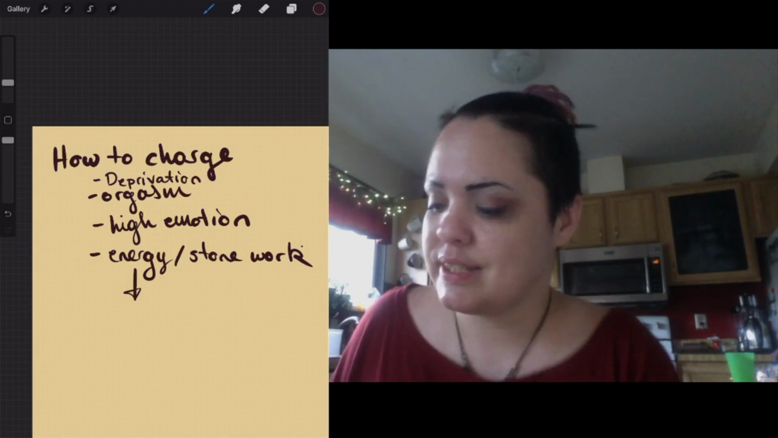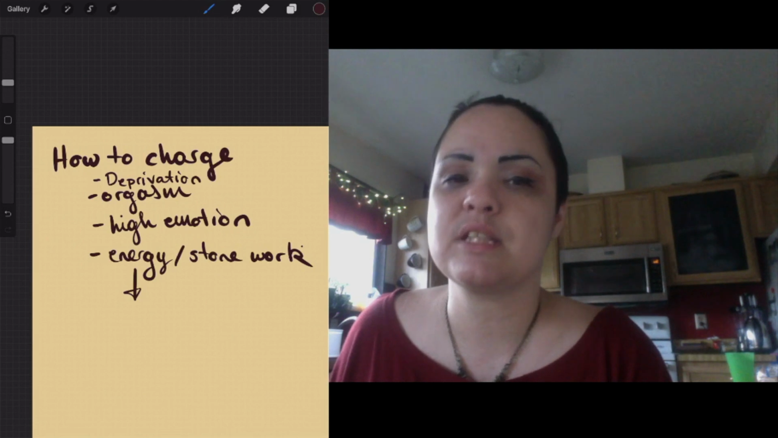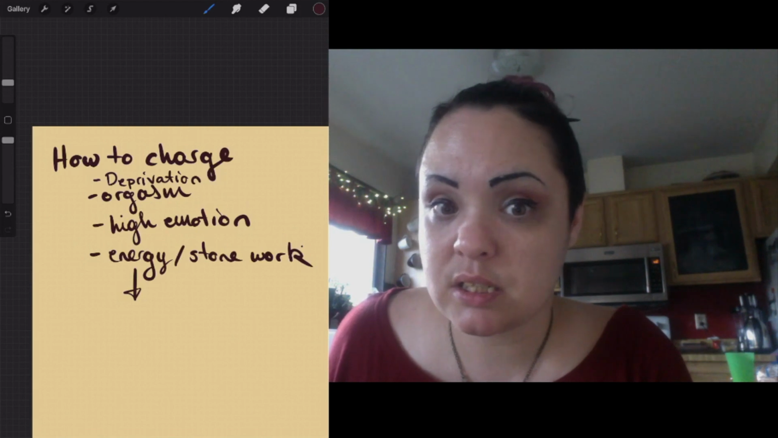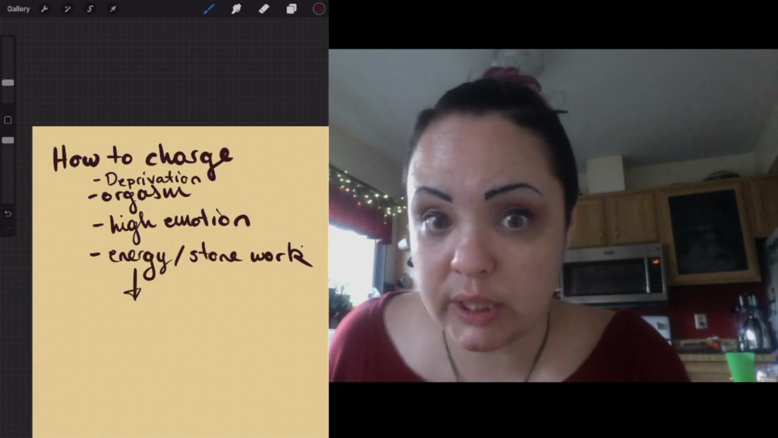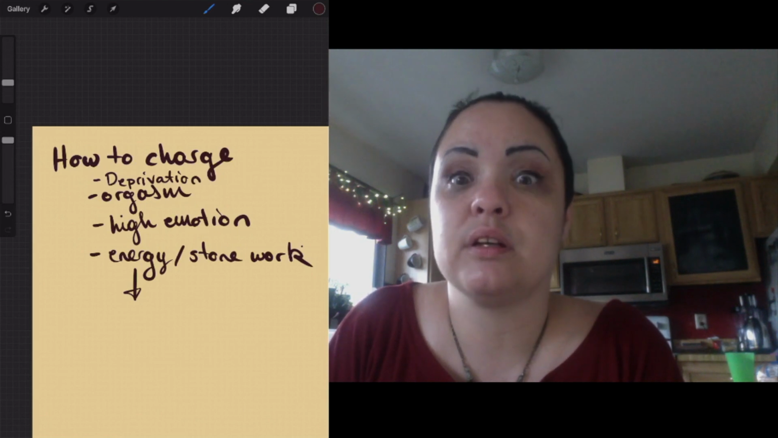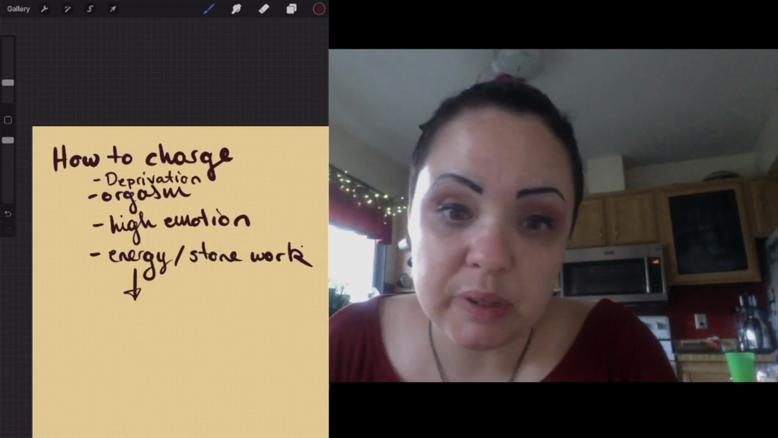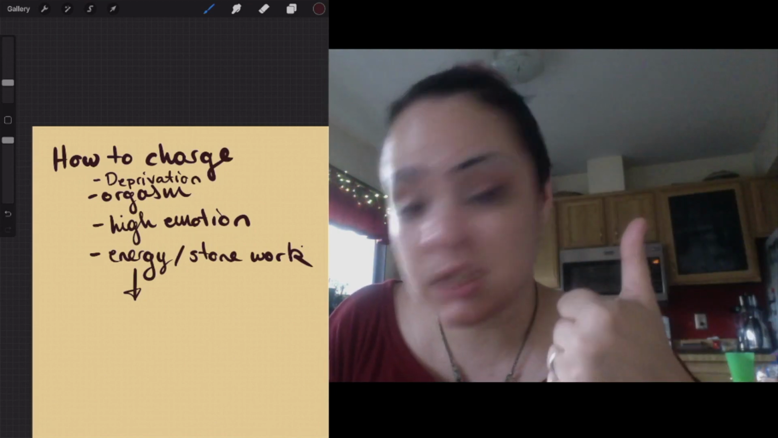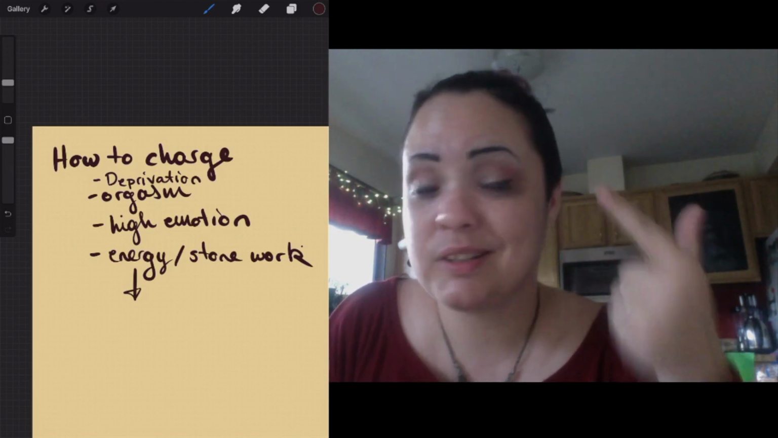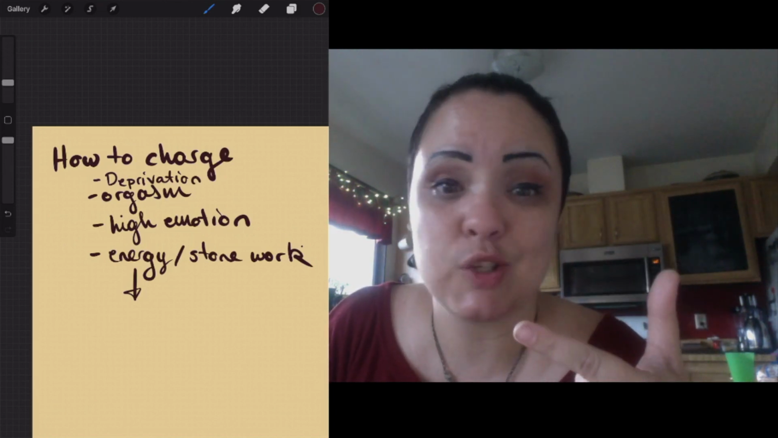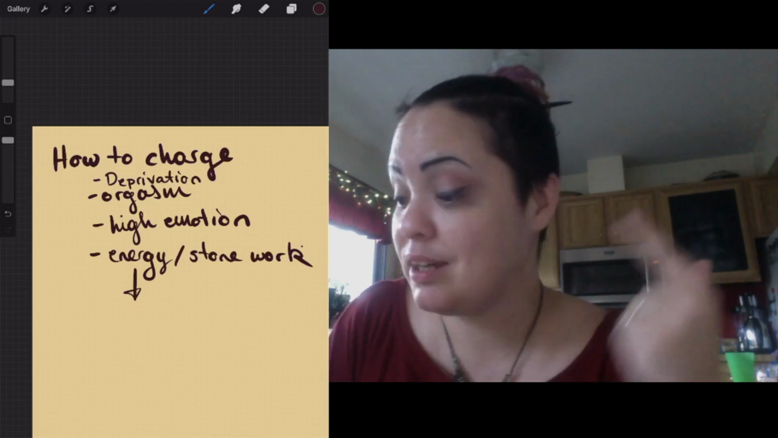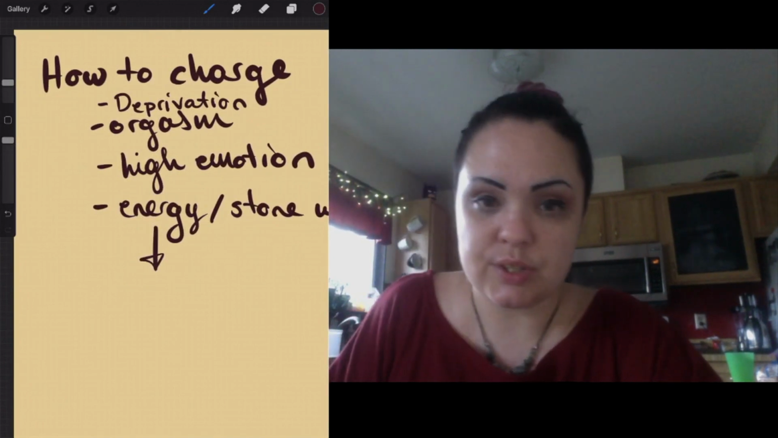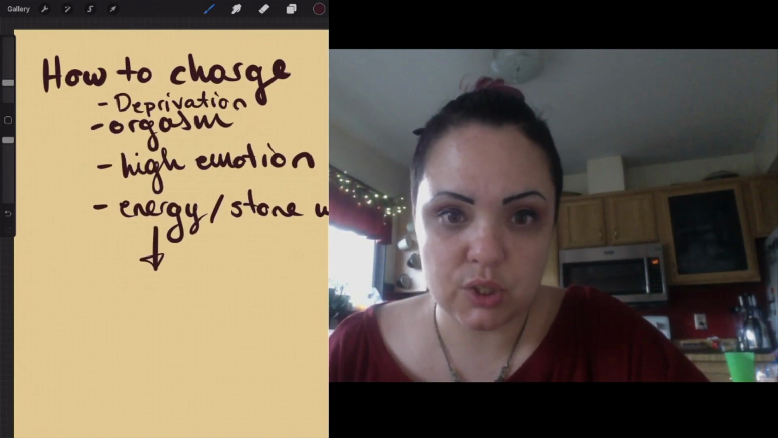Next would be, I said energy and stonework, but let's parse those apart. Stonework would be like your amethysts, your tourmaline, your citrine, your aventurine. Depending on the intention that you've set will determine what kind of stone that you'll need. However, clear quartz and amethyst, probably doesn't matter what it is that you set your intention to be, they work for everything. Now, energy work, there's a bunch of different ways to do this.